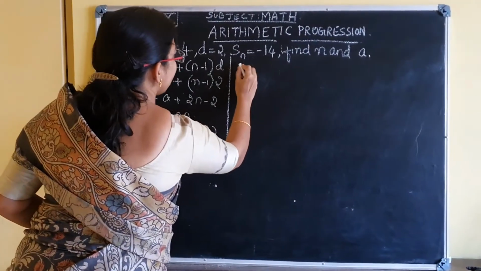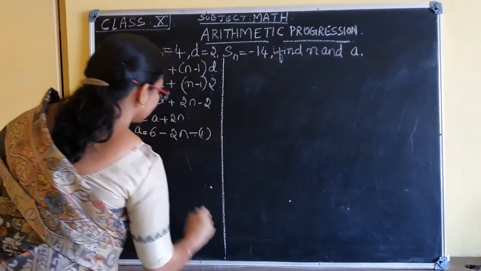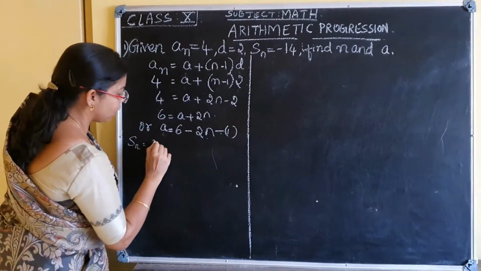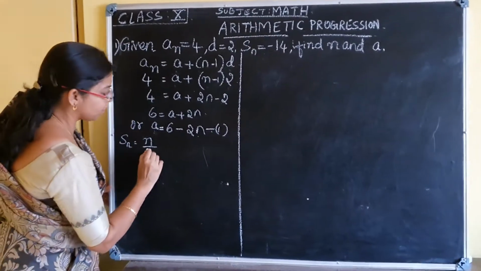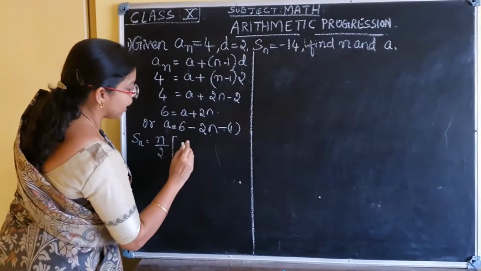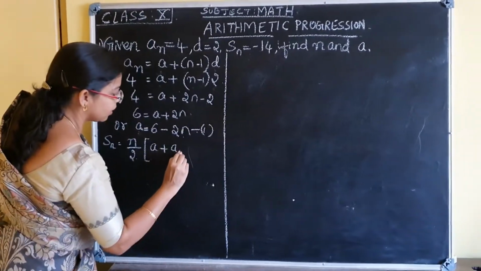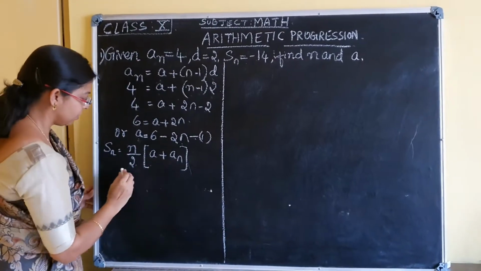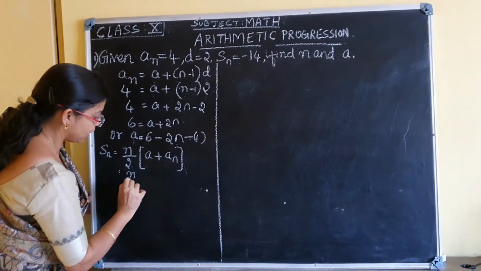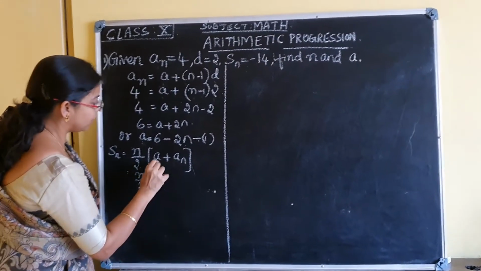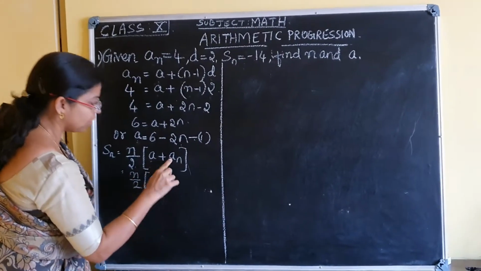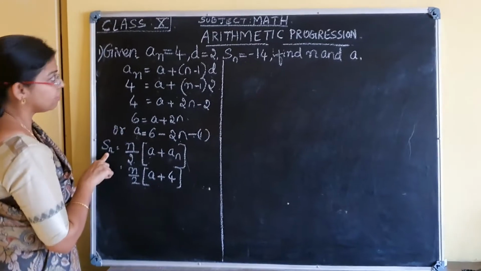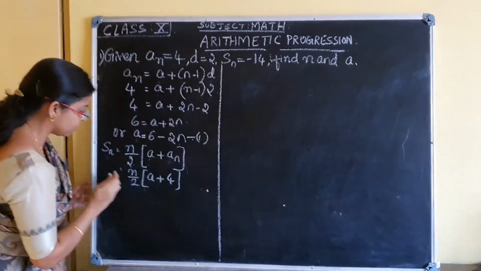We also have the Sn value. We know that Sn is given by n by 2 into (a plus an). Because we know the last term, we will take this formula. We don't know the value of n by 2 itself, and we don't know the value of a also, but we know an, which is 4. Sn value is also given as minus 14.